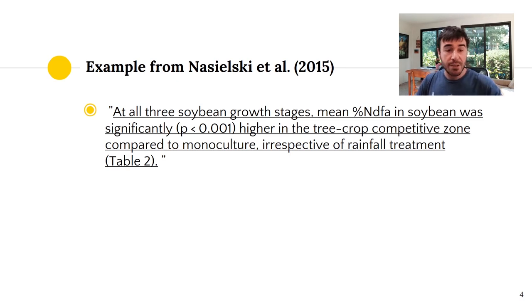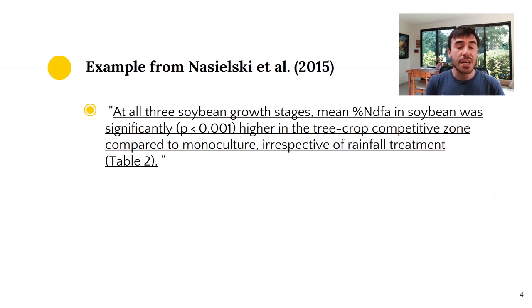Now, what we have significantly, and then we have what we call a p-value, or a probability value. We're going to talk about this in a later lecture, but this is what that p-value means. Let's say we measured a 50% increase in nitrogen fixation in the tree crop competitive zone compared to the middle of the field. Let's say we found 50% more nitrogen fixation.